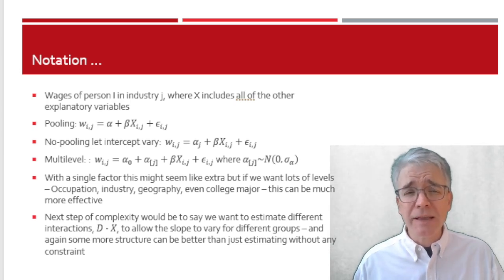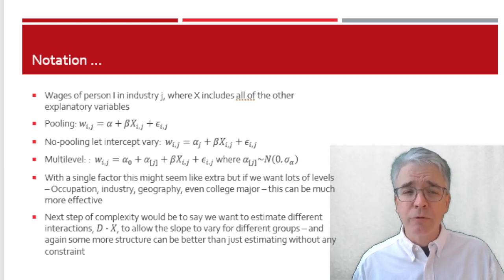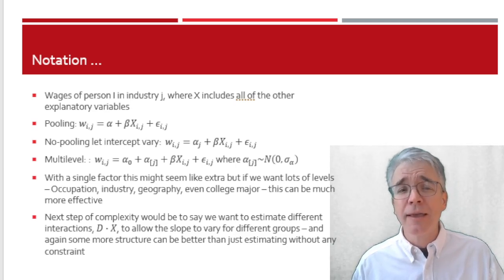The multi-level model will split those alphas. There's alpha naught plus alpha j with square brackets to distinguish. We further model that alpha j with square brackets as having a normal distribution with some sigma coefficient of its own, sigma alpha, describing how much variation it has.